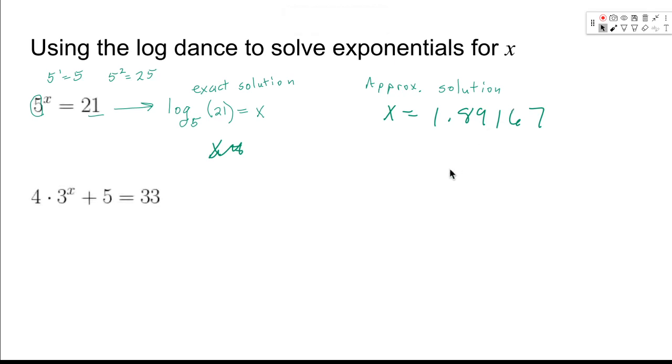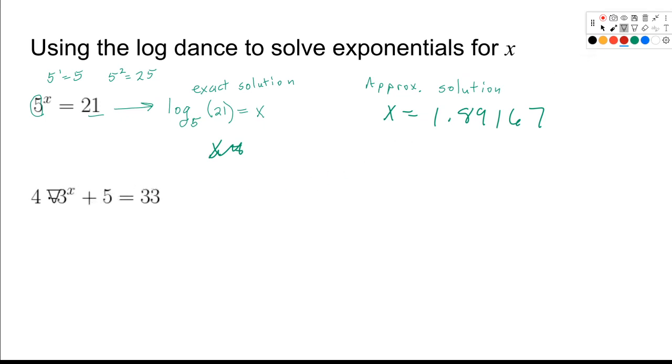So now we can do the same thing. We're going to stick with the exact solution. If they ask for the approximate, you now know how to plug it into the calculator. But to be able to use the log dance, we have to have the exponential part isolated by itself. This has a 4. We're multiplying by 4 and adding 5. So we have to do some solving first. We have to do some algebra.